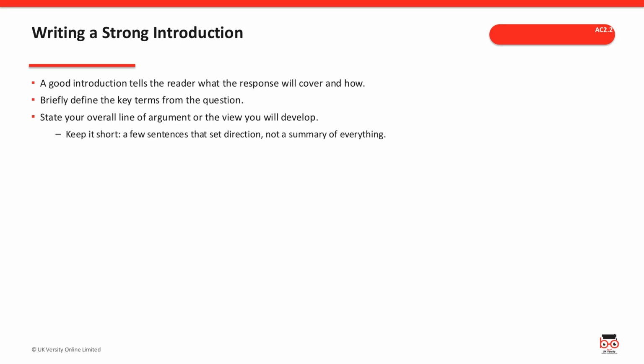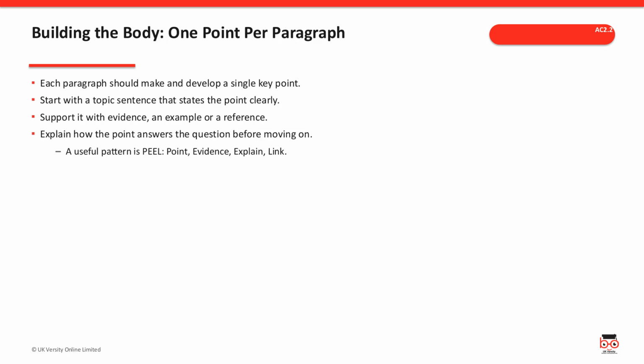Something like, this essay defines social media marketing and argues that, for a small cafe, it works best alongside good service, does the job nicely. In the body, give each paragraph a single job, one key point, properly developed. Open with a topic sentence that states the point plainly, support it with evidence, an example or a reference, then explain how it answers the question before you move on.